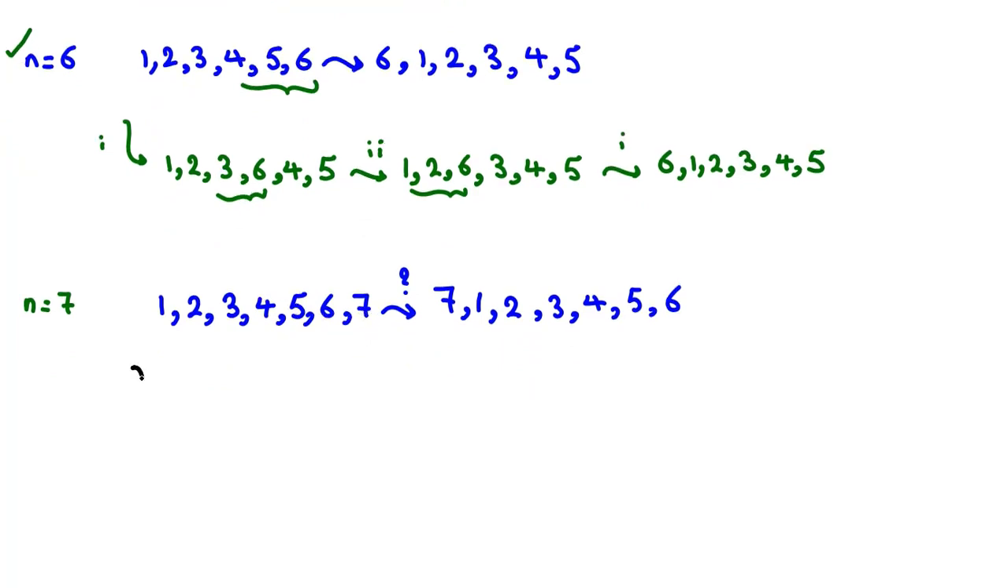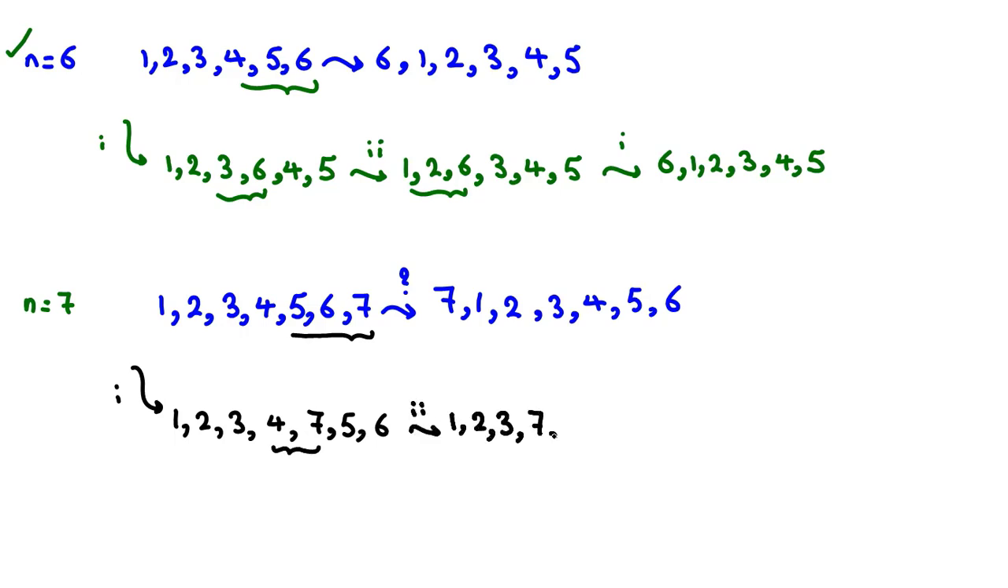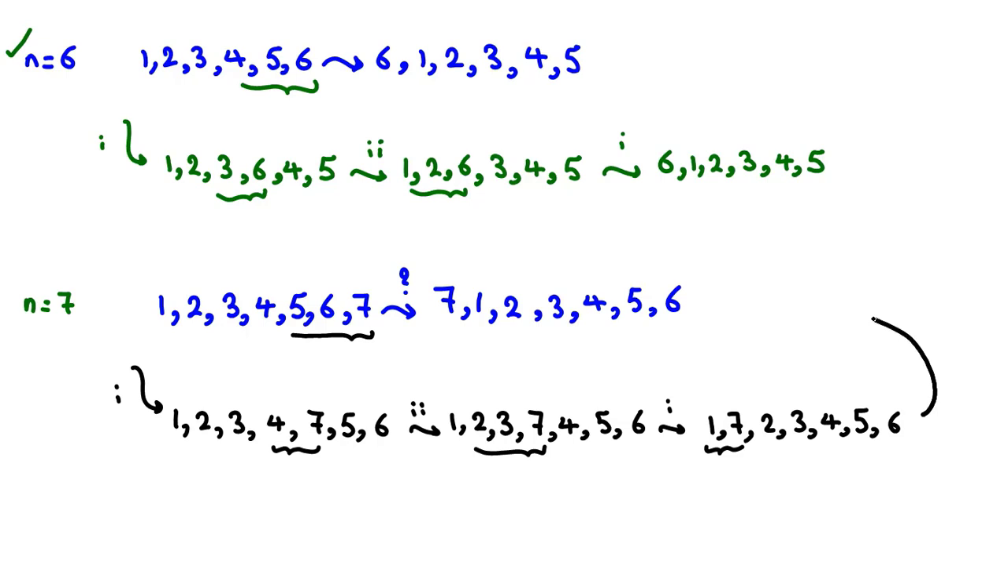If we consider this part, the sum of them is a multiple of 3, and we apply the first rule. It will be 1, 2, 3, 4, 7, 5, 6. Now we apply the second rule for this part. It will be 1, 2, 3, 7, 4, 5, 6. Then 7 plus 3, 10, plus 2, 12. We apply the first rule here. It will be 1, 7, 2, 3, 4, 5, 6, and then we apply the second rule for this part, and we reach the arrangement we wanted. So it was possible. Now we guess.